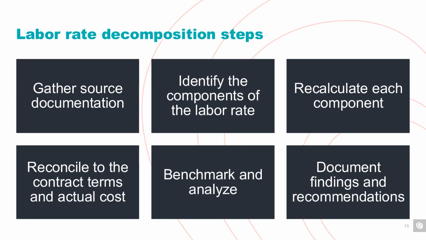What you're going to do then is recalculate each component of the rate itself, starting with the base wage. For annual salaries, you're going to look at the support for the salary for that individual and then divide that by 2080 to get your recalculated hourly rate. And you're going to compare that to the proposed rate. If the employee is paid hourly, you're going to look at the payroll reporting and compare this raw wage to the proposed rate from your contractor.